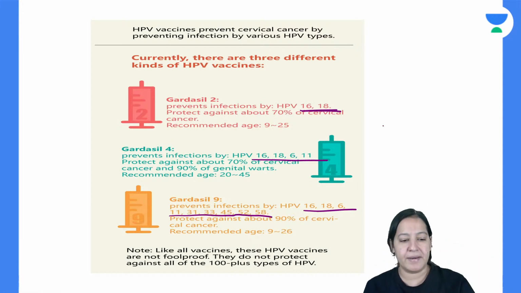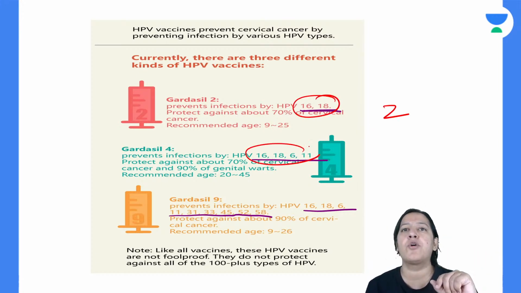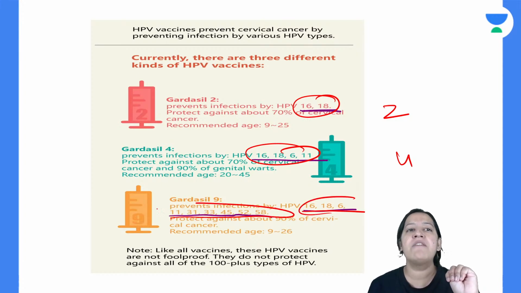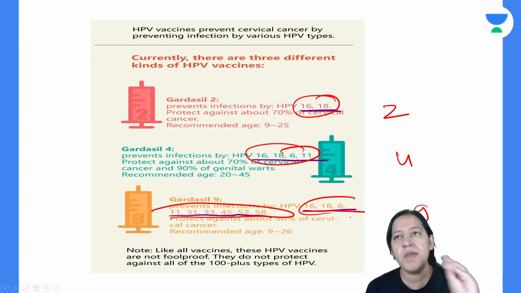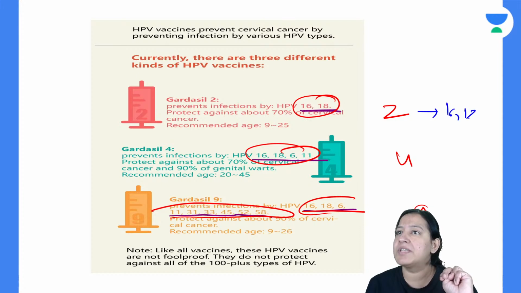You have to learn these numbers. It is bivalent because only 2 HPV viruses are covered. Here quadrivalent because 4 viruses are covered, and here it is nonavalent because 9 viruses are covered. So you have to learn the numbers. Which two are in bivalent? 16 and 18, because they cause malignant.